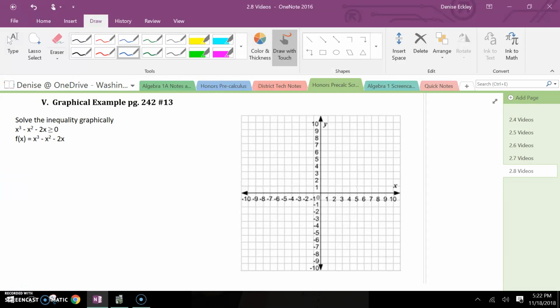Number 13 on page 242 asks us to solve the inequality graphically. We're looking at x cubed minus x squared minus 2x is greater than or equal to 0. So if you just take the function, that would make f of x equal to x to the third minus x squared minus 2x. So what we want to do first is find the zeros on the graph.